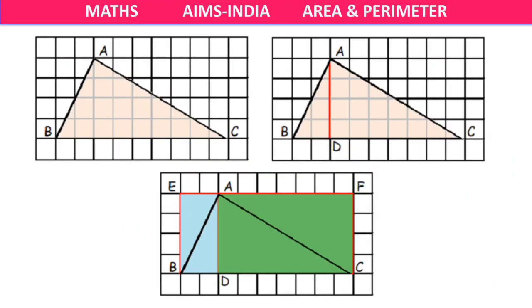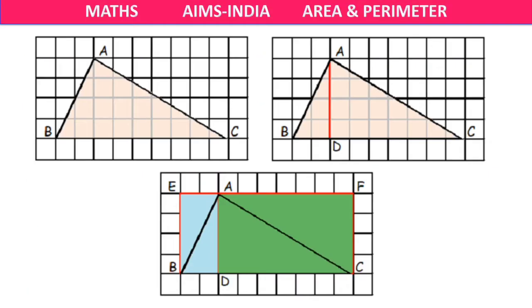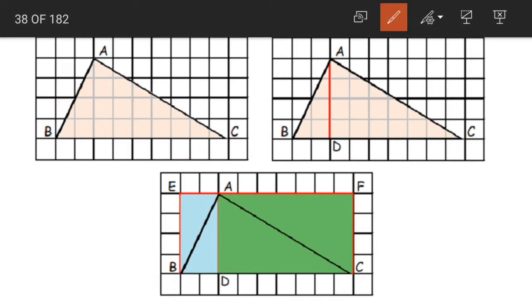Now see here children, what is it? Can you use the same method to find the area of this triangle? This here is a little bit different triangle. Yes or no? See, what did we do in the previous example? We had the triangle like this. So we made it into a rectangle and we found out the area of the triangle. But here we are having a little bit of a different triangle. So how do we find out the area of this triangle using the same method?